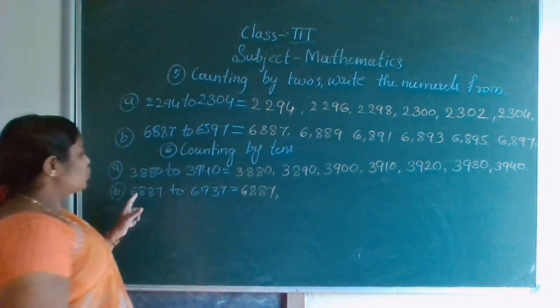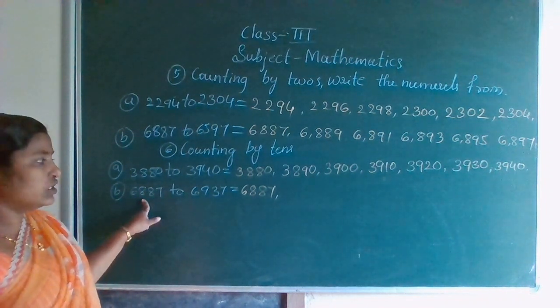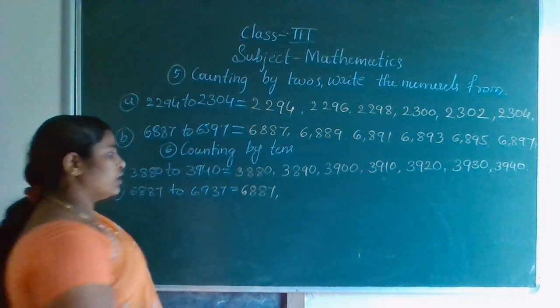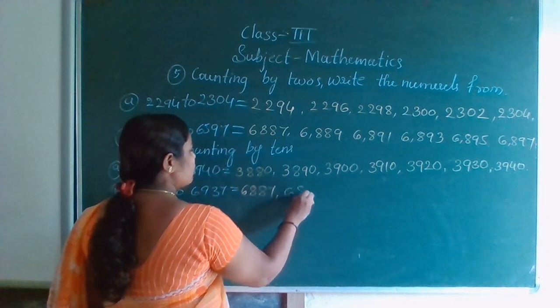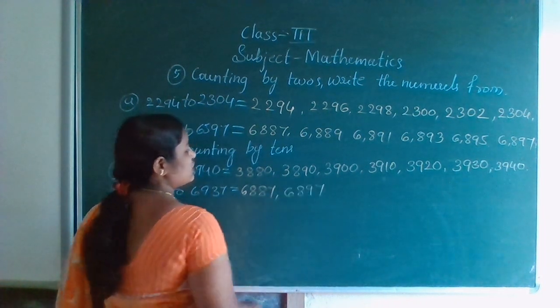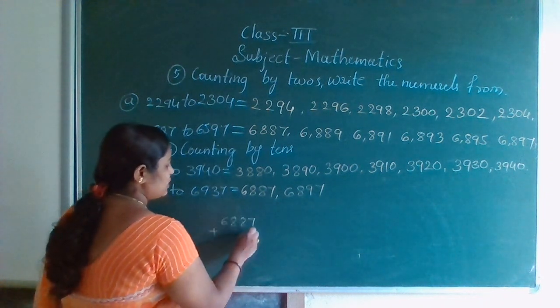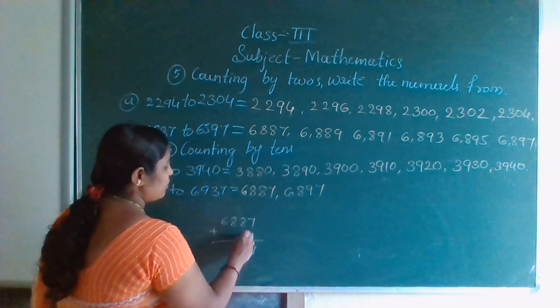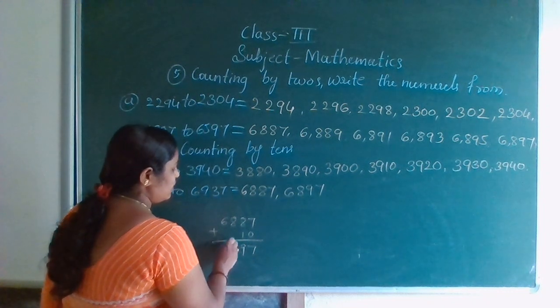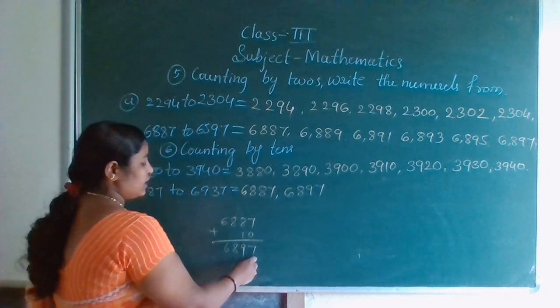6887. We should add 10 to this, then we will get the next number. So that will become 8897. You can add like this. Plus 10. So 7, 8 plus 1, 9. Then 8 and then 6897.